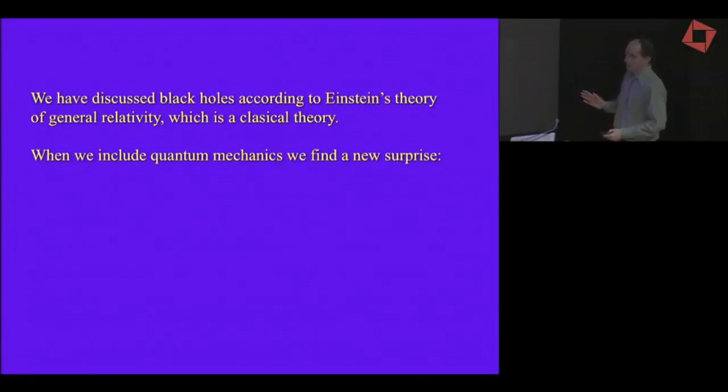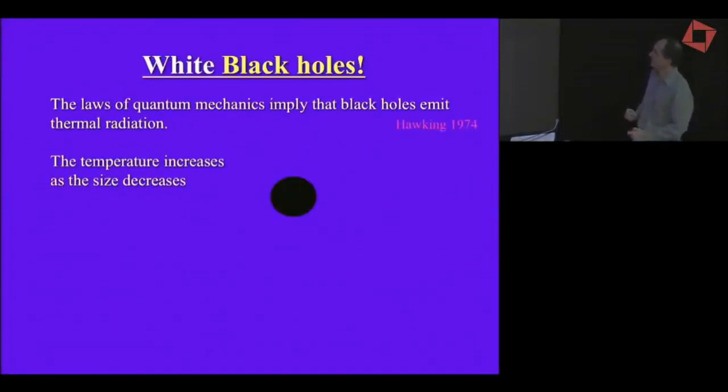Now, all that we discussed so far are properties of black holes according to Einstein's theory of general relativity, which is a classical theory. So a theory with equations such that if we have a space-time with some initial shape or geometry, we can predict the future in a completely deterministic way. Now, when we include the effects of quantum mechanics, we encounter one new surprise, and it's the fact that we can have white black holes. So let me try to explain what I mean by this.